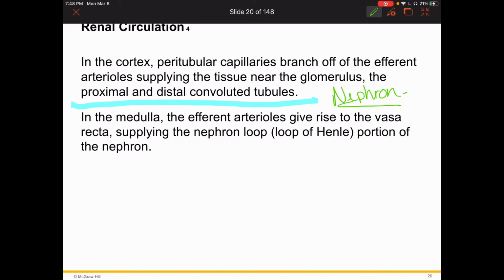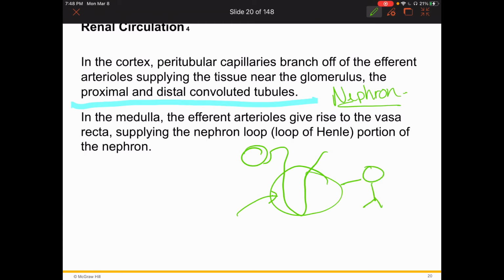In the medulla, efferent arterioles give rise to vasa recta, and this is supplying the nephron loop. This is the nephron loop, and we also call it the loop of Henle because there was a person back in the old days who discovered it, and their name was probably Henle, and that is the nephron loop that they discovered and described.